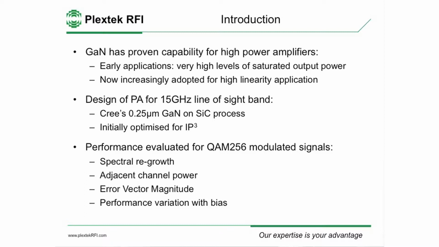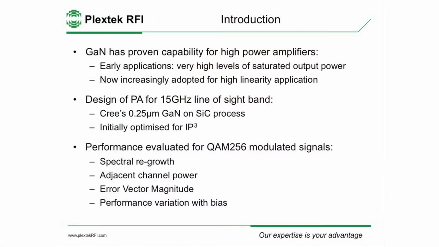What's important is that when you amplify a complex modulation spectrum, you preserve the modulation fidelity. So we're going to pass QAM 256 through that PA and look at the sort of degradation we see. We'll look at spectral regrowth, the adjacent channel power ratios. We'll look at the constellation diagrams and the error vector magnitude, which is a well-used metric for constellation distortion. And we'll look at how these parameters vary with the bias of that amplifier.